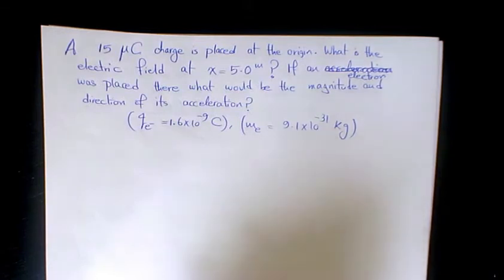The charge of an electron is 1.6 times 10 to the power of negative 9 coulomb, and the mass of an electron is 9.1 times 10 to the power of negative 31 kilograms.